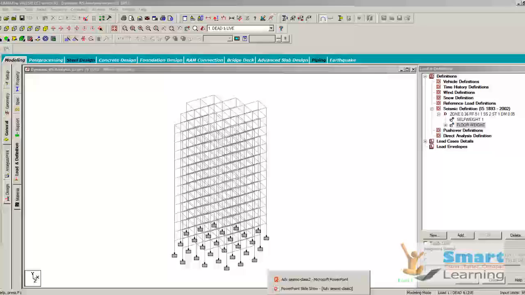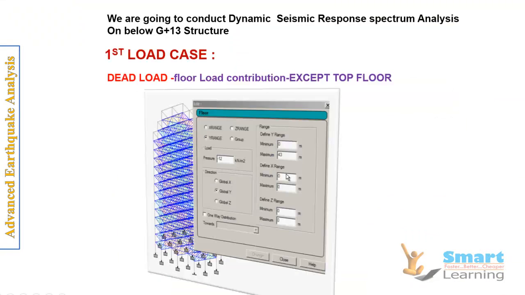In my coming session I will discuss how to apply the different load cases, the first, second and third load case, and what the different concepts on that are, which we are going to learn. Thank you.